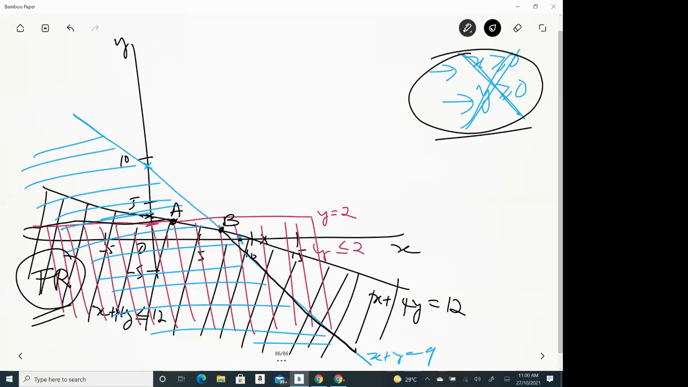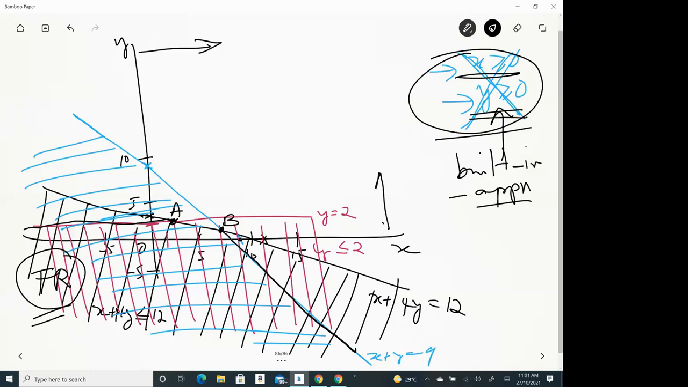Now, I put in x bigger or equal to 0, y bigger or equal to 0. This is relevant. This one is built in, automatic, when you have applications, because you don't look at negative x or negative y. We only look at positive x, positive y. So if you take into account y bigger or equal to 0, then it's only that part, and x bigger or equal to 0, that part.